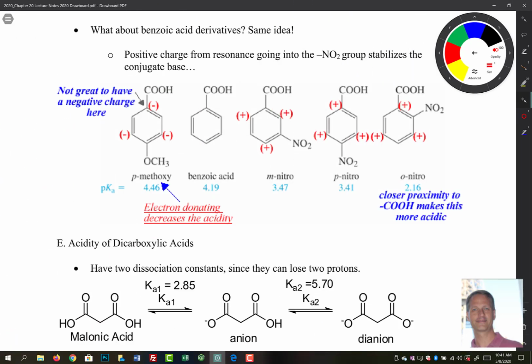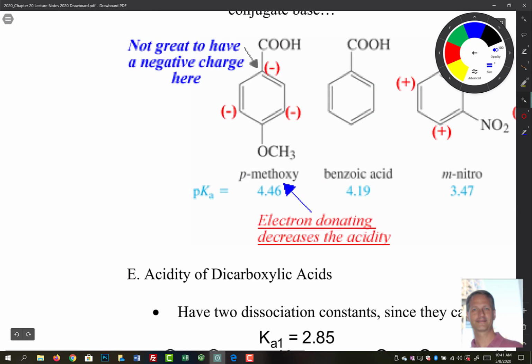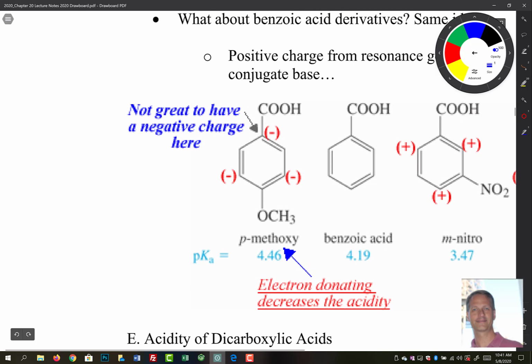So the same principle applies to benzoic acid derivatives. So let's take a look at this and see if we can explain what's going on. So let's take a look at p-methoxy benzoic acid. So just over here on the side, let me zoom in and draw this out a little bit for you guys. So if we look at that structure, right, here's your COOH, right, with our double bonds in position, and here's your CH3 here.